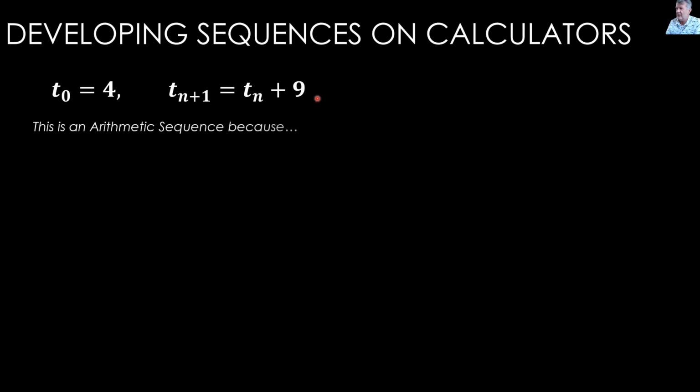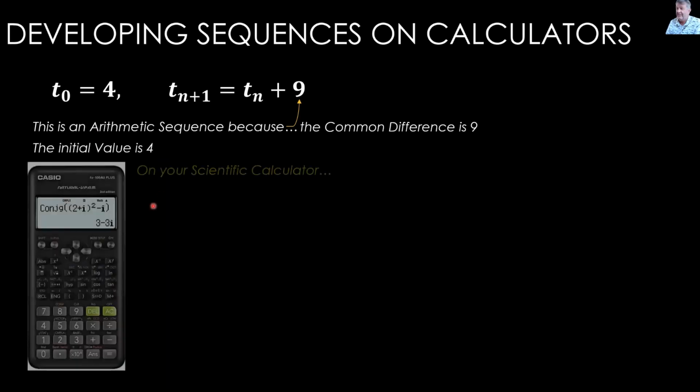All right, let's have a look at this one here. T0, is that arithmetic or geometric? Let's have a look here, +9. So this is an arithmetic sequence because the +9, it's got a common difference. So our initial value is 4. Let's have a look. We'll do scientific first, since most of us have scientific calculators. This is just the Casio one. There's Sharps, there's TI Inspires, there's all sorts of other ones. And they all work exactly the same.